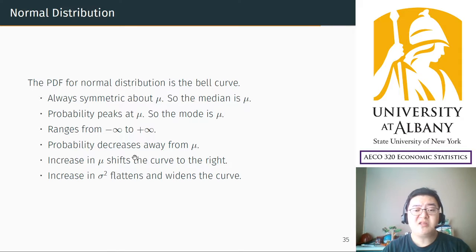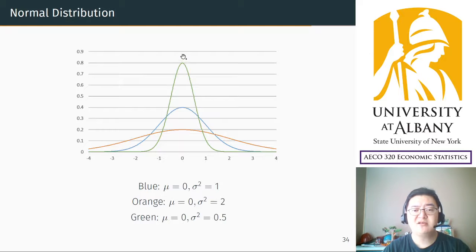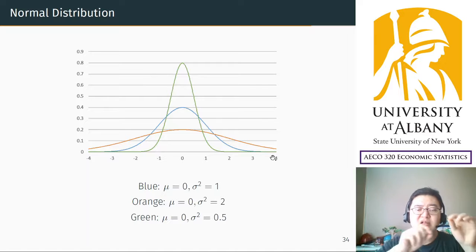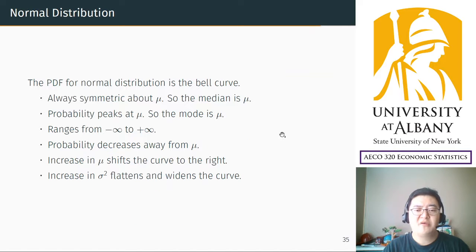Also, probability decreases away from mu. It's unimodal. There is only one peak, and it only decreases when you move away from the mean. So it smoothly goes down as you move out. Like so, there is no other peak outside the mean.